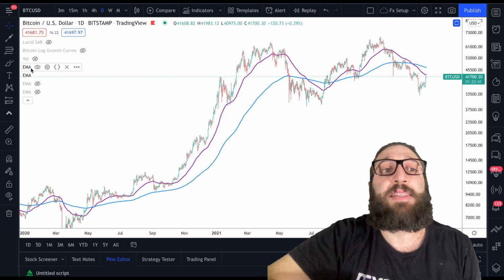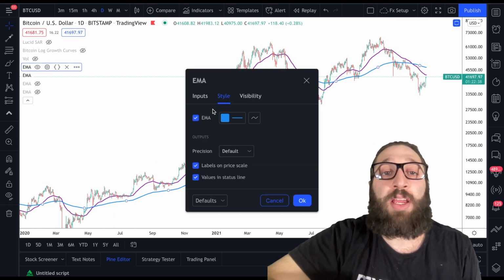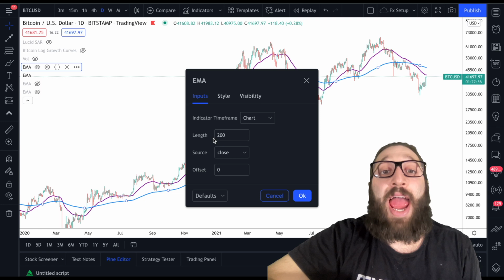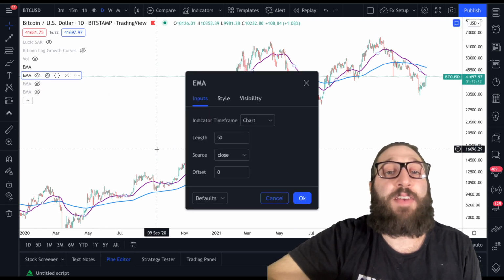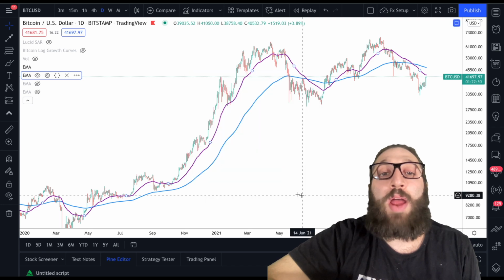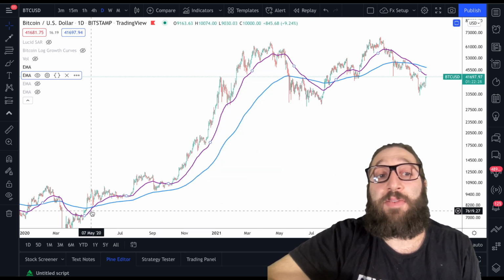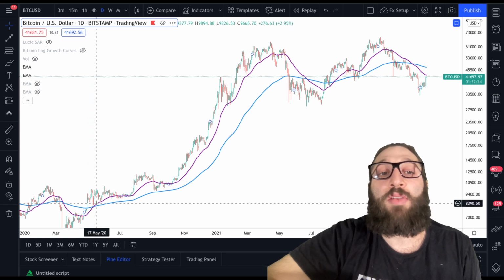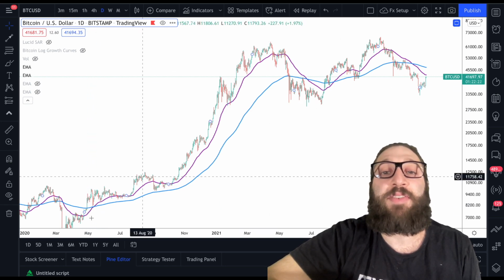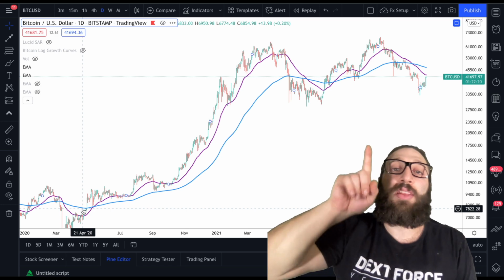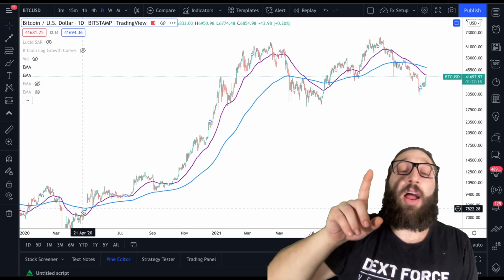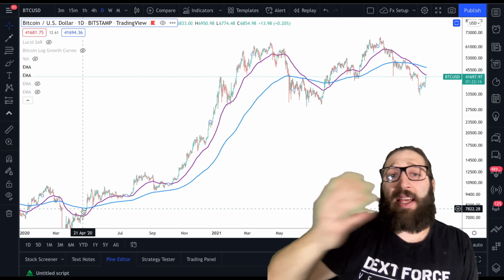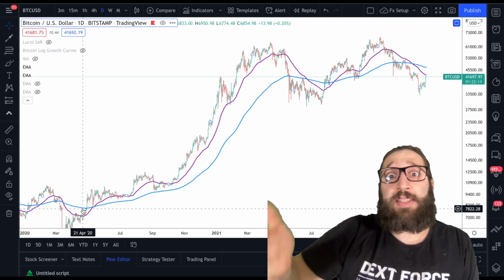The most used is the 50, which you can come here, inputs, and 200. So I have 200 here, and I have the 50 here. And when the smaller one, the 50, crosses the 200. The smaller time frame is generally quicker because you're taking the last 50 days of price and averaging them into a straight line. So 50 days is a lot quicker than 200 days of data.